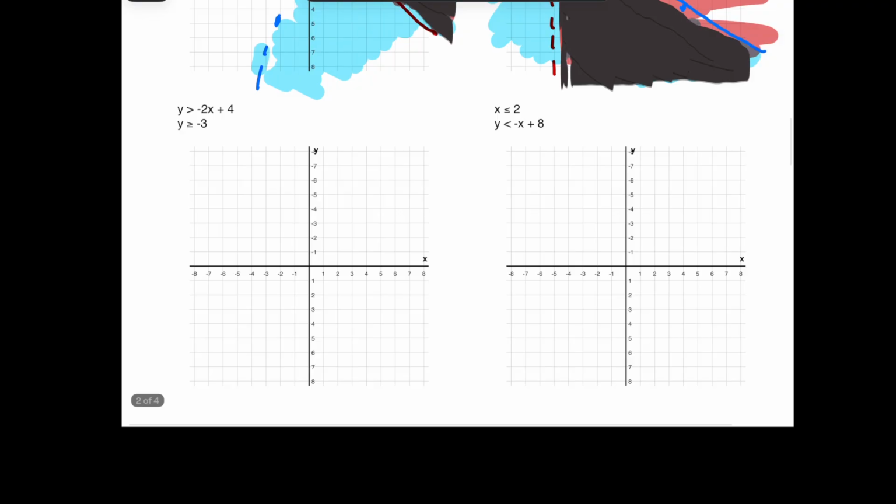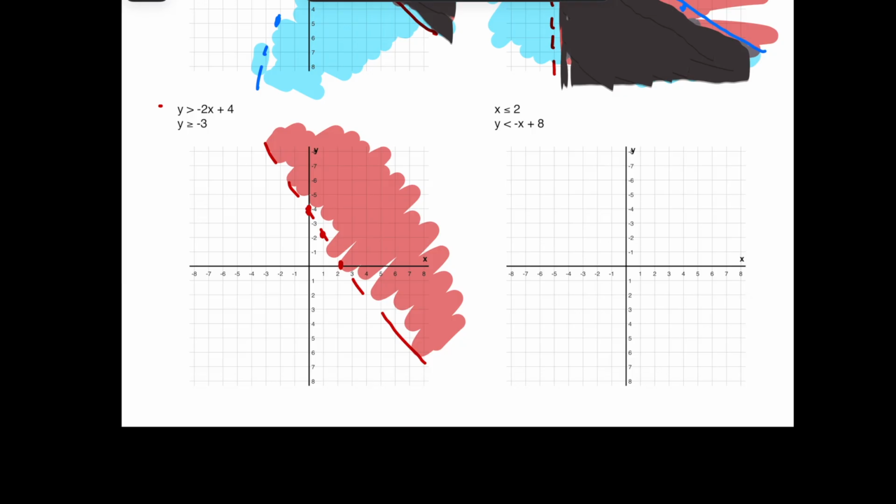So on this one, let's go ahead and start with our red right here. I'm going to start at +4. I'm going to go down 2 over 1, down 2 over 1, and it's going to be a dashed line. Boom, boom, boom. And now I have to shade where the y's get bigger. The y's get bigger right here. So I'm going to shade this side.